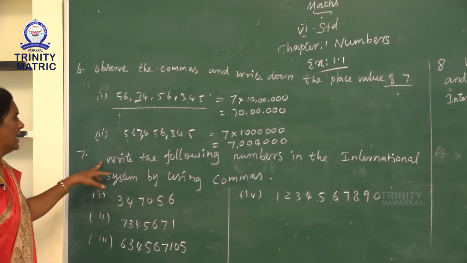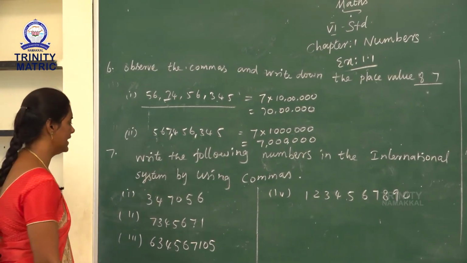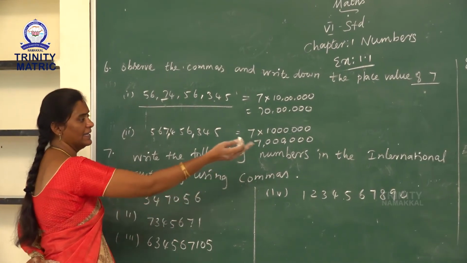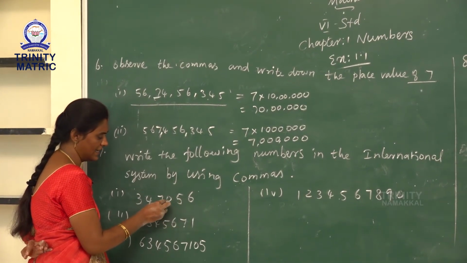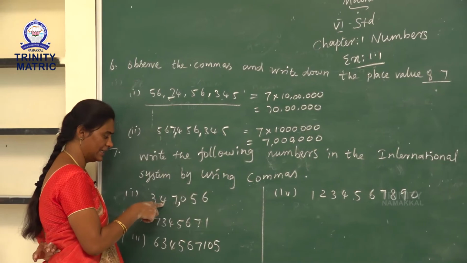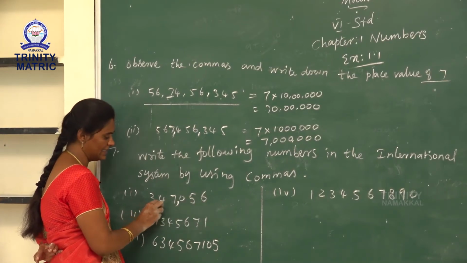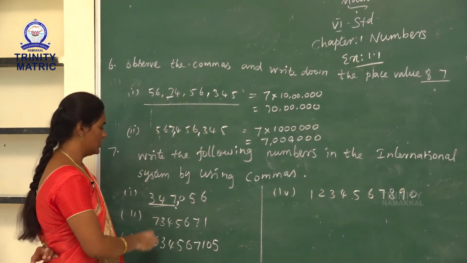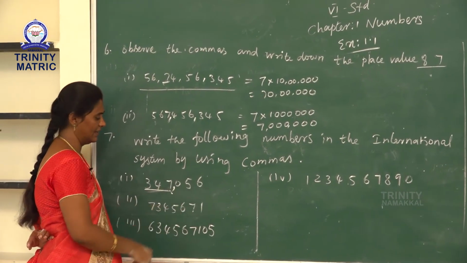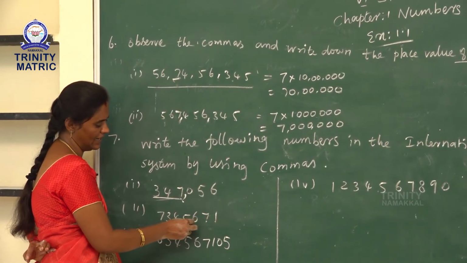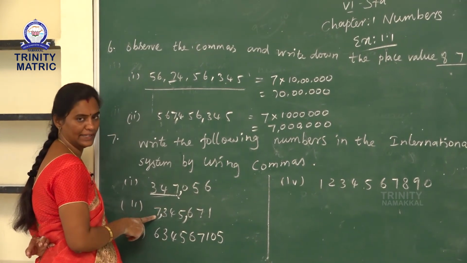Next, write the following numbers in the international system by using commas. Here the numbers are given and we put the commas in the international system. Say the place values: ones, tens, hundreds, comma, 1,000, 10,000, 100,000. See how to read this number: these 3 digits are in the thousands place. So it is 347,056.